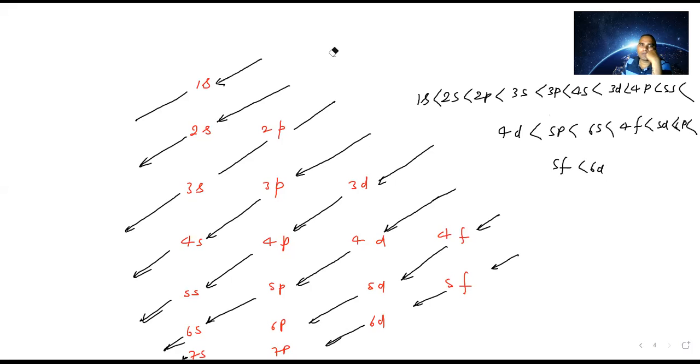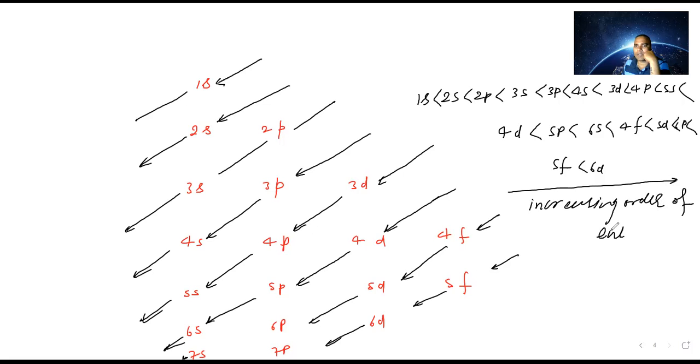Let's try to understand this. These are in increasing order of energy of orbitals. Okay, can you tell me the maximum number of electrons in an s orbital?